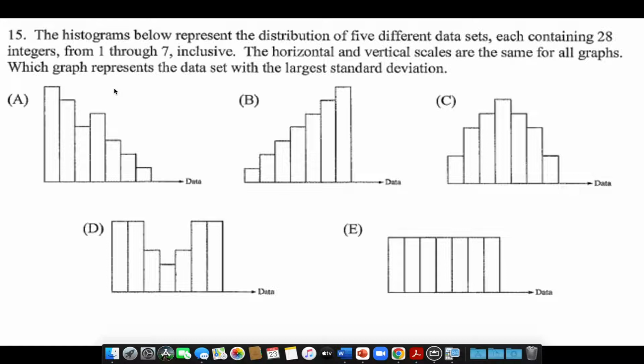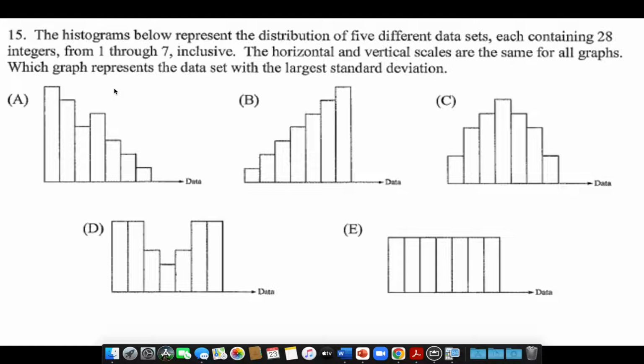Okay. So the mean would be somewhere right around here. The median would be a little bit less. Same thing over here. The mean would be somewhere around here. The median would be a little bit more here.